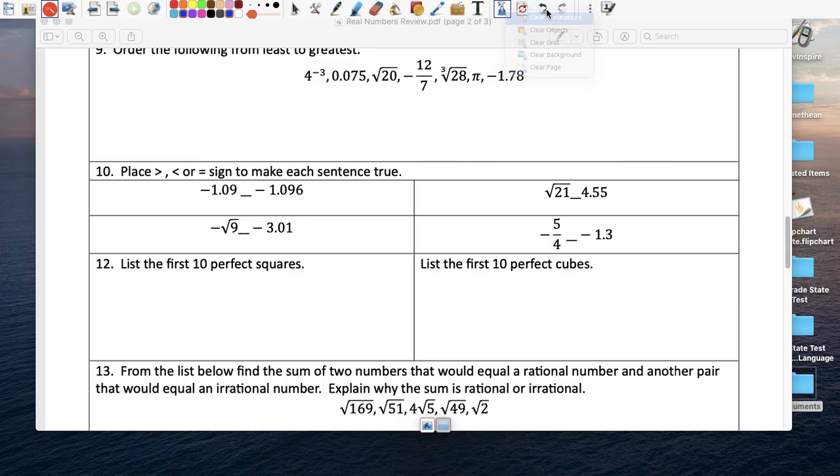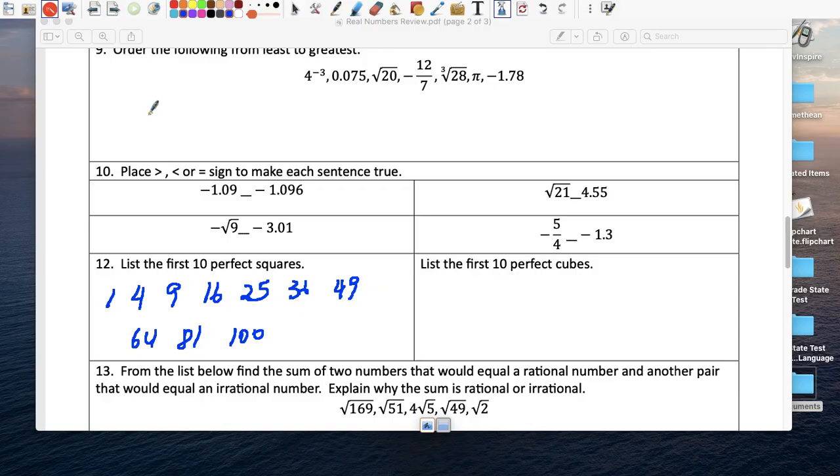Number line does help. List the first 10 perfect squares. That's kind of silly. 1, 4, 9, 16, 25, 36, 49, 64, 81, 100. You know that we can go on and on, but it's just asking for the first 10 perfect squares. Every single number here, if you took the square root of any of these numbers, you would get a nice whole number.